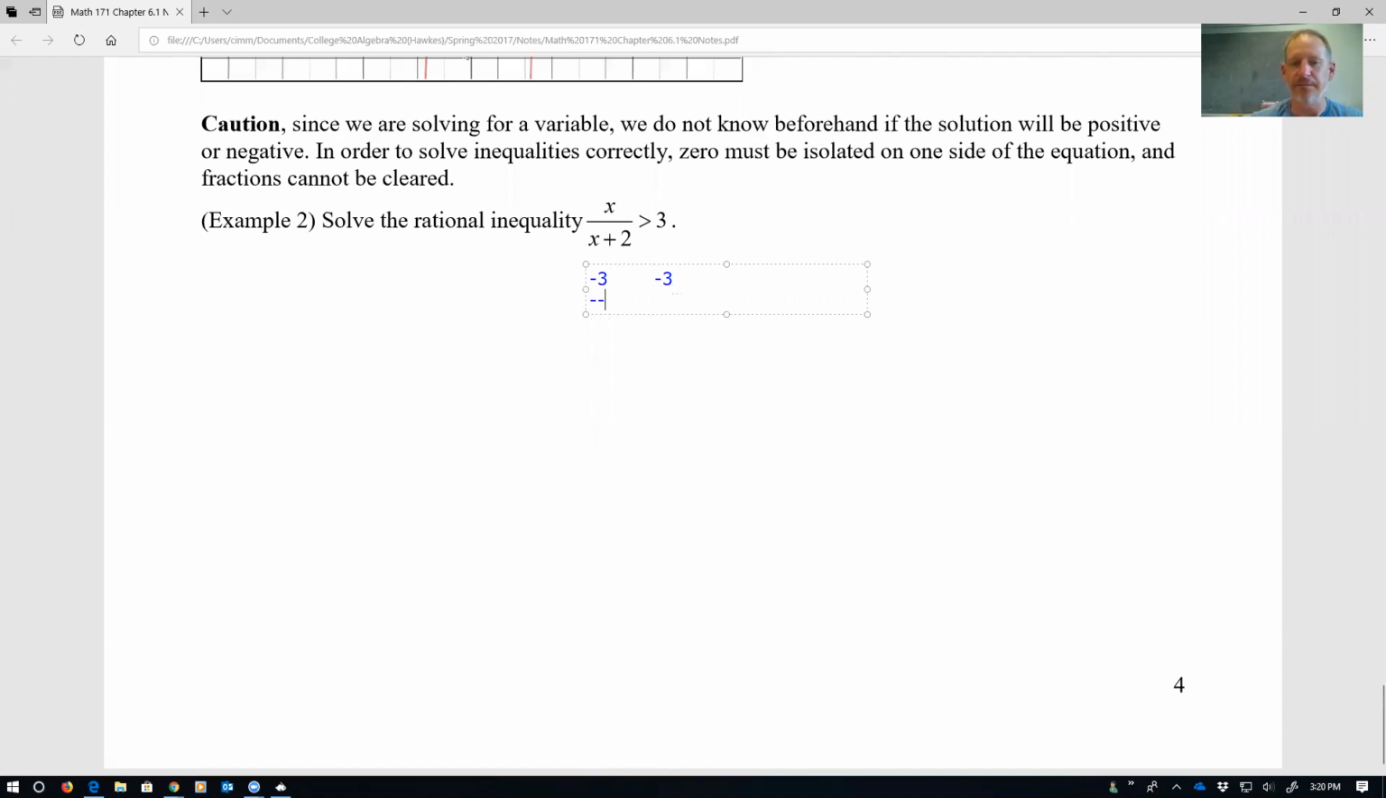When we do that, we will get everything on the left-hand side. So we're left with x over x minus 2 minus 3. I should say x plus 2.